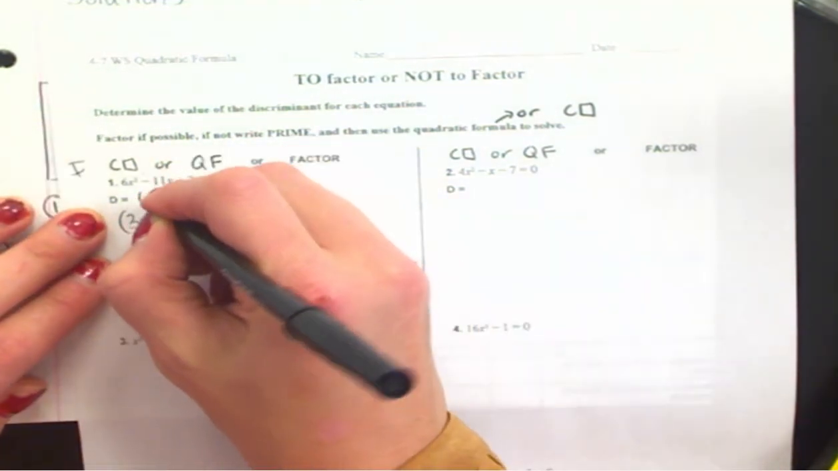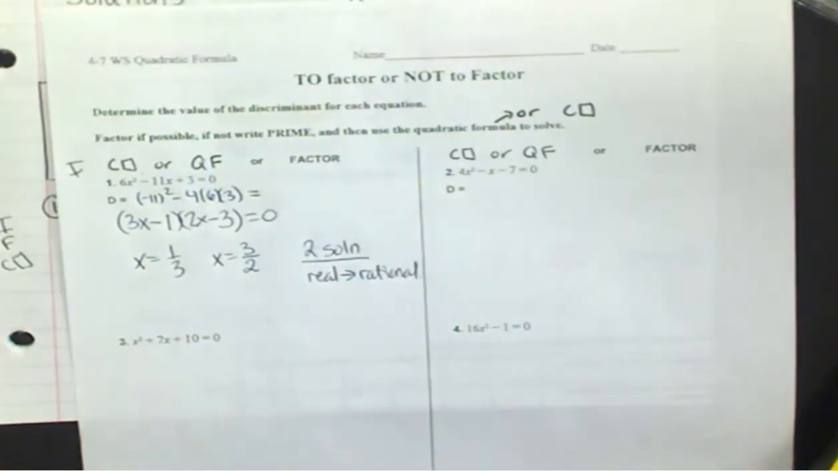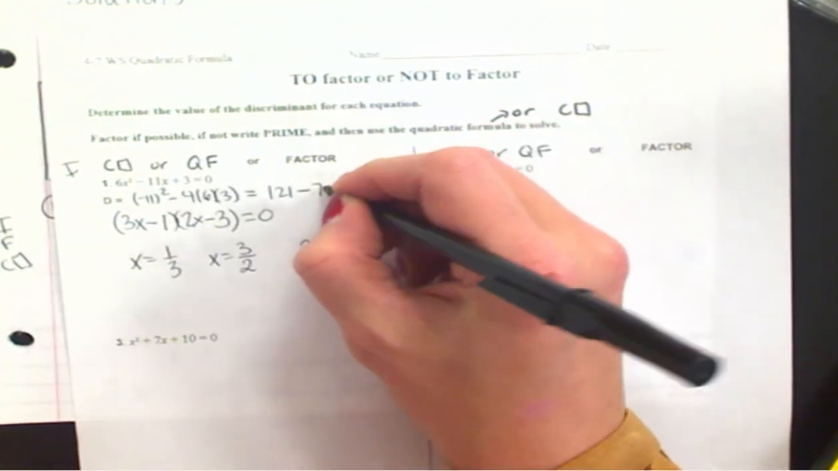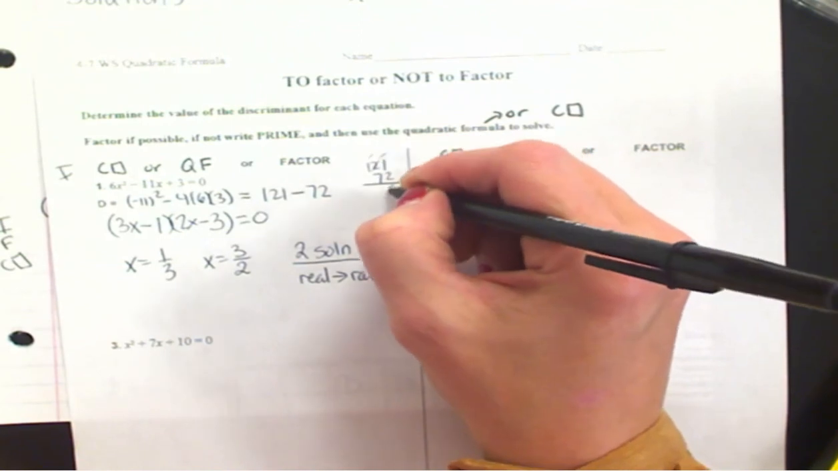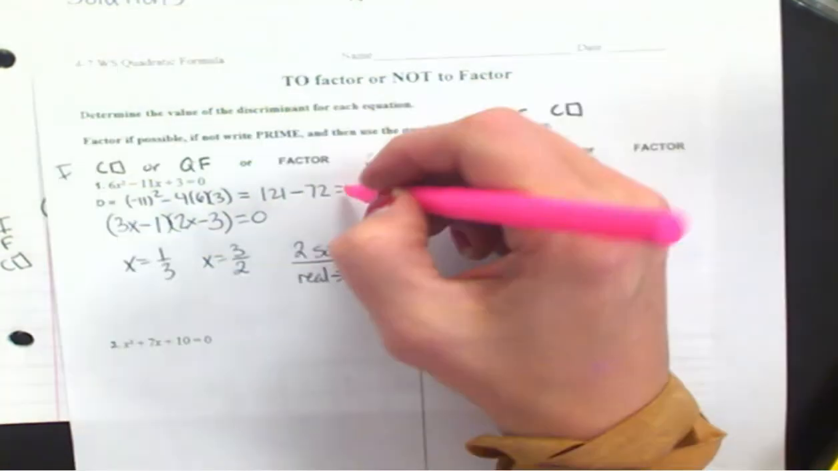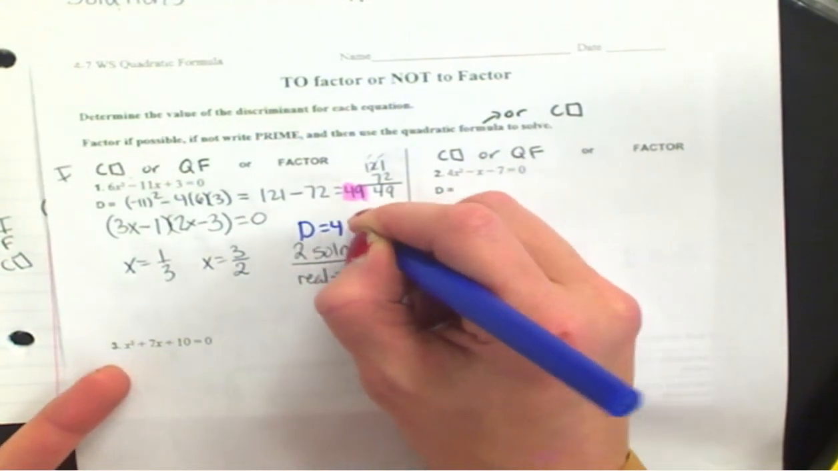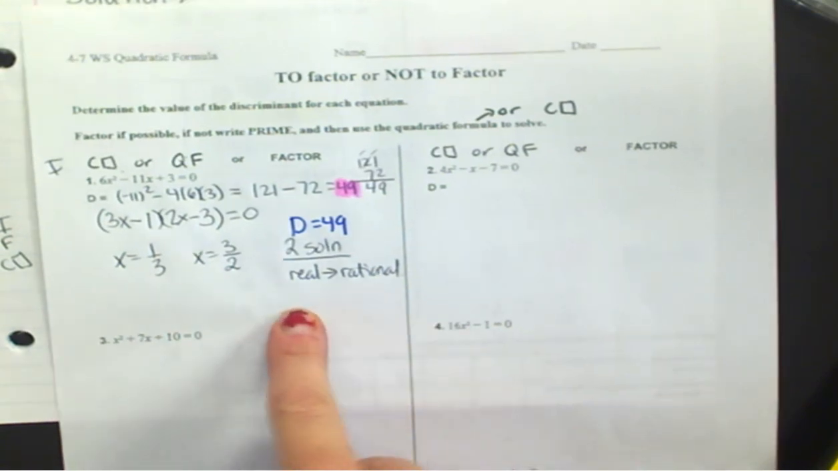Okay, so the discriminant is b squared minus 4ac. Not every question is going to say solve. Some of them might actually just say classify. Okay? 121 minus 72, 11 squared. Okay, so the discriminant is 49. Look at what kind of answers you got from a discriminant being 49. A perfect square. Discriminant is 49 means when I put it under the radical, it will simplify completely into real and rational answers.